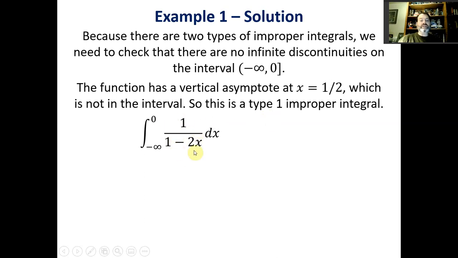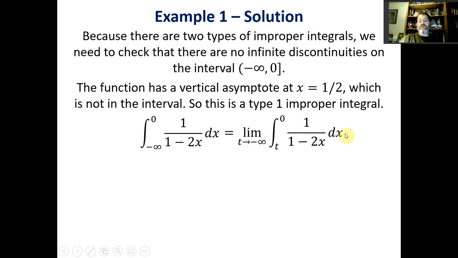So this does have an infinite discontinuity. It has a vertical asymptote, but the vertical asymptote is at x equals 1/2, and that's not in this interval, so this is a type 1 improper integral. You always have to check. And you're going to see a problem later that if you don't check, you'll get the wrong answer. All right, so this is a type 1 improper integral, so we just pull the infinity sign out of the integral sign, put a t there, and then write the limit as t goes to negative infinity.